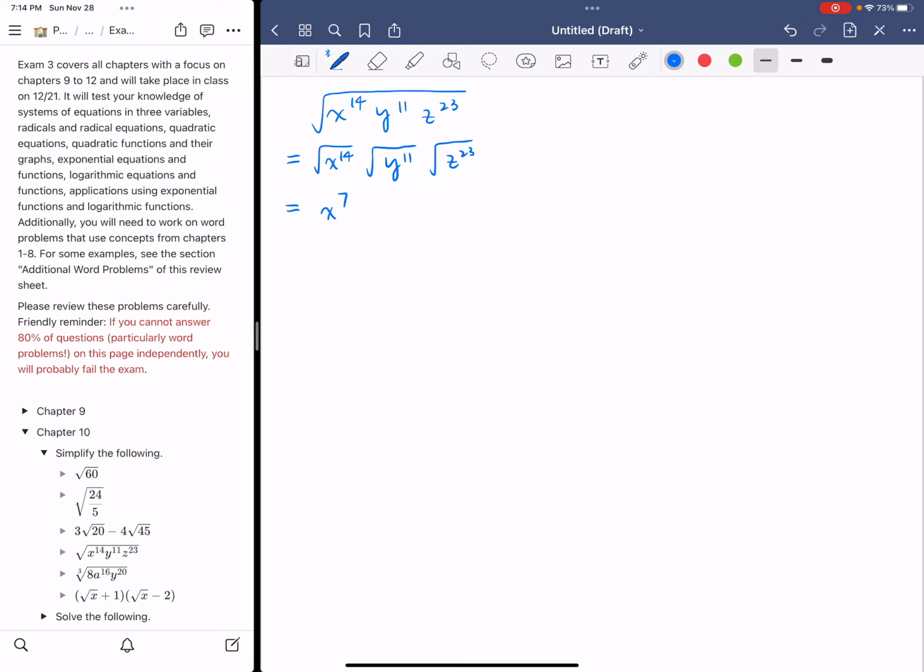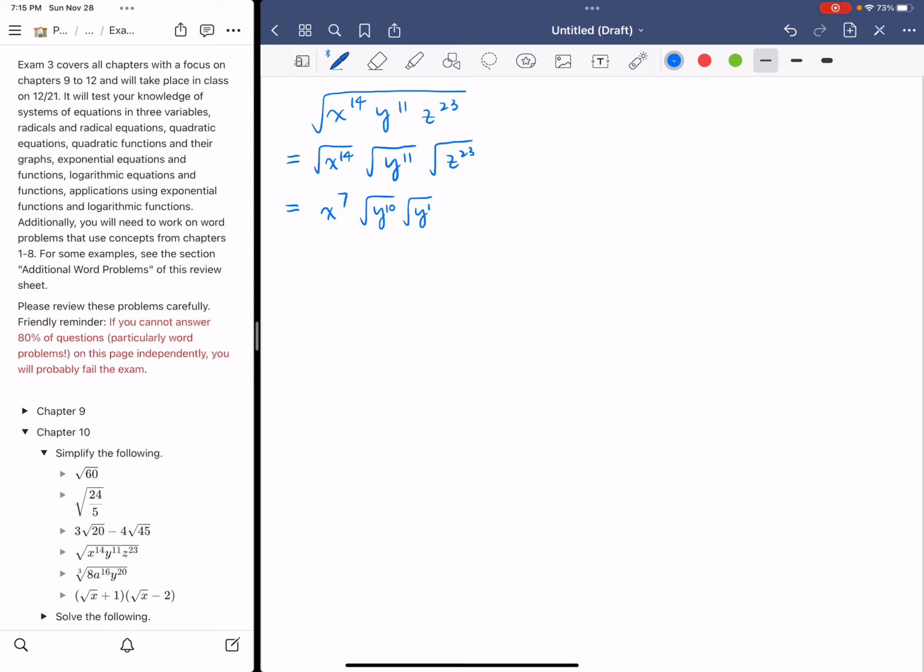The next one, y to the 11th, has an odd exponent, so we're going to split it into even plus 1. So in this case, it will be 10 plus 1. So you have square root of y to the 10th and square root of y to the 1st.